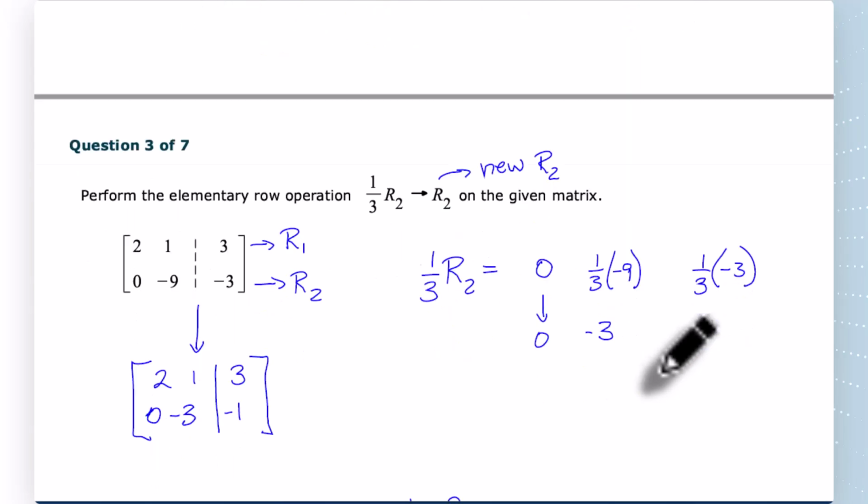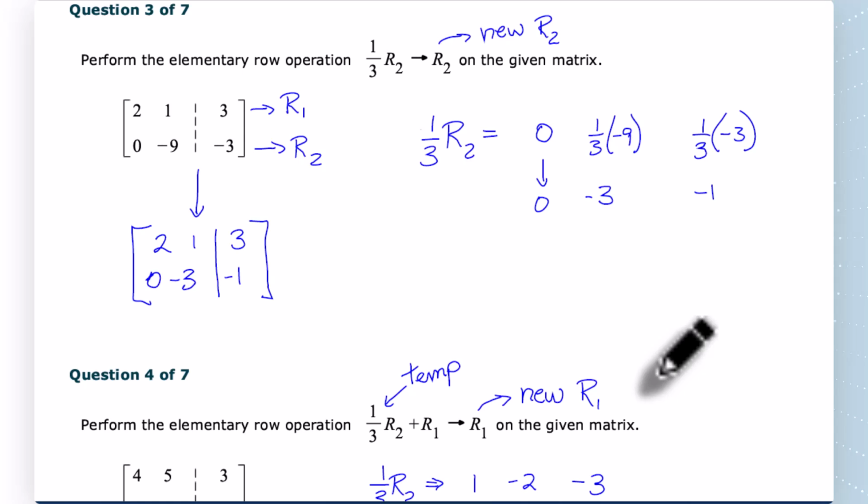All right, in question 3, we begin to do some row operations. So I've got my matrix here, and with this matrix, I've got row 1, row 2. I'm going to take 1/3, multiply it by row 2, and make a new row 2. All right, so 1/3 times 0, 1/3 times a minus 9, and 1/3 times a minus 3. And so this is my new row 2. And so I then fill it in.